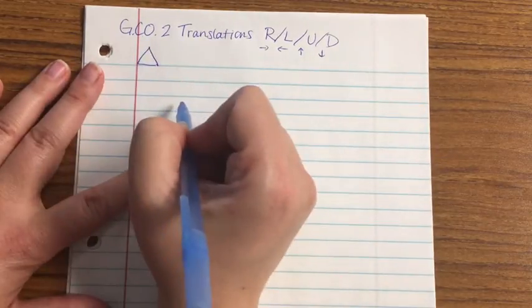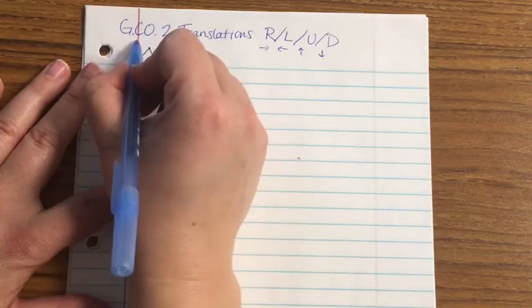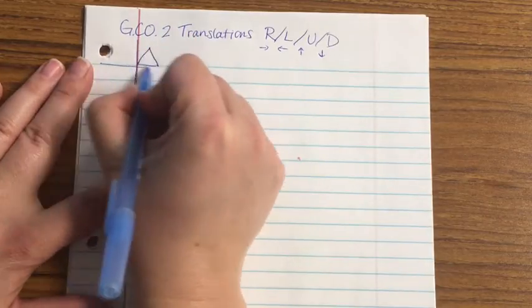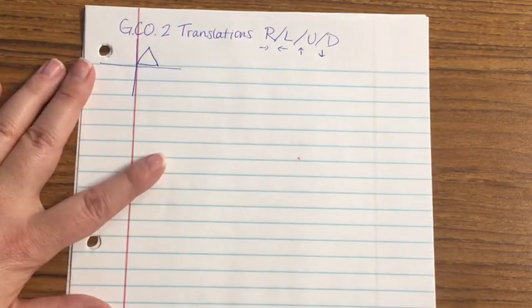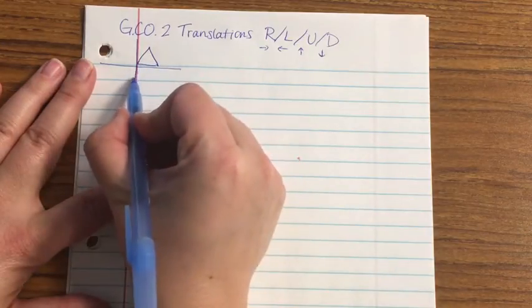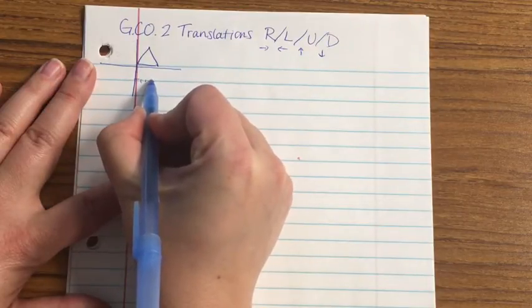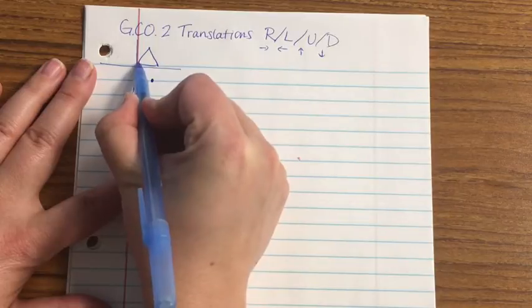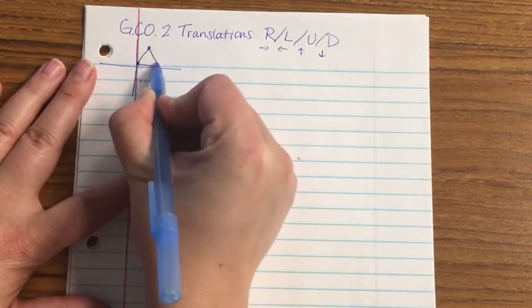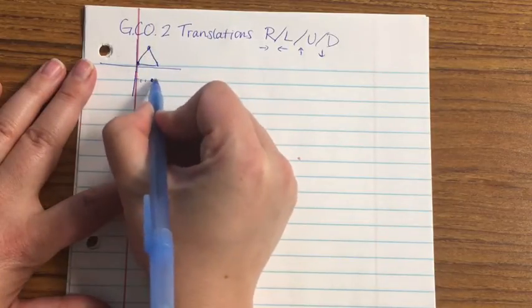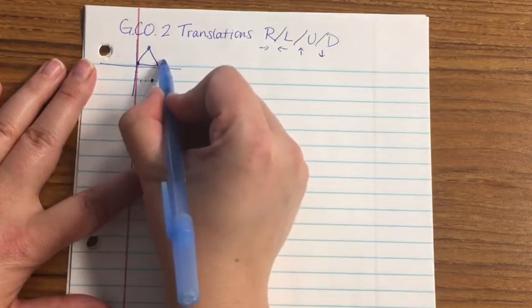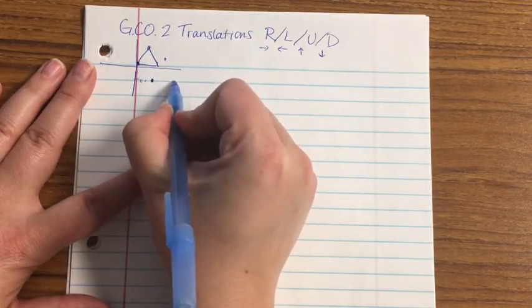Usually they'll talk about this on a coordinate graph. So if this was our grid, and they said move it 2 units down and 3 units to the right, then you would move every single point 2 units down and 3 units to the right. We have these 3 points, and you would move all of them down and to the right, and then you'd get a new triangle that looks about like that.